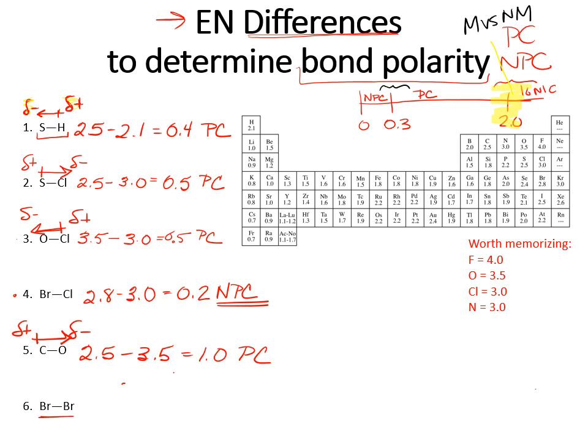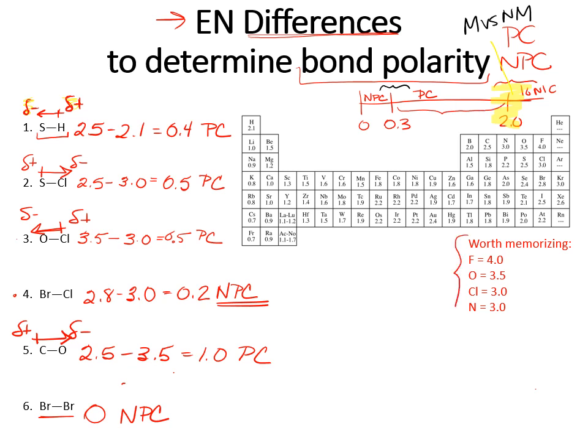Bromine, bromine. I'm going to let you in on something. Diatomics, or atoms bonded to atoms of the same, will give you an electronegativity difference of 0. So they're non-polar covalent. So notice 2 out of the 6 were non-polar covalent. 4 were polar covalent. The vast majority of bonds are polar covalent.